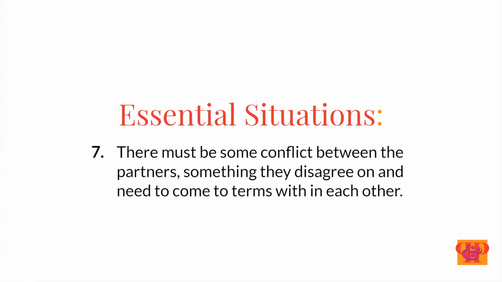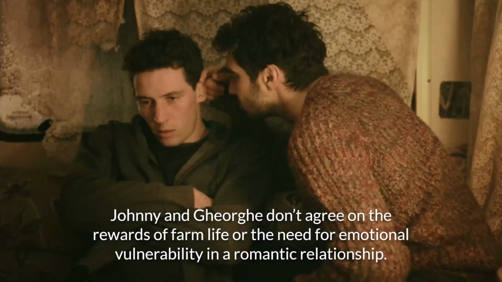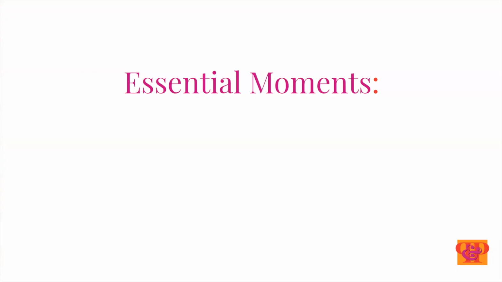For our 7th essential situation, there must be some conflict between the partners, something they disagree on and need to come to terms with about the other. The protagonist's arc of change is defined by doing what's necessary internally and externally to resolve this conflict. In God's Own Country, Johnny and George disagree about the rewards of farm life and about the need for emotional vulnerability in a romantic relationship. And that completes the essential characters, settings, and situations.